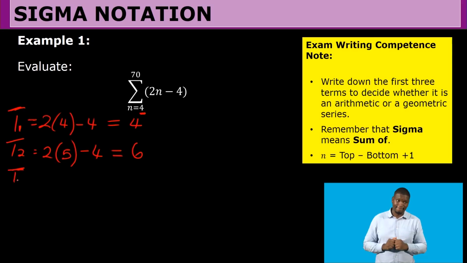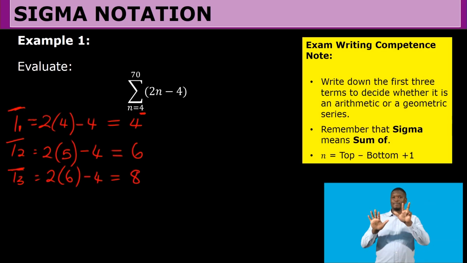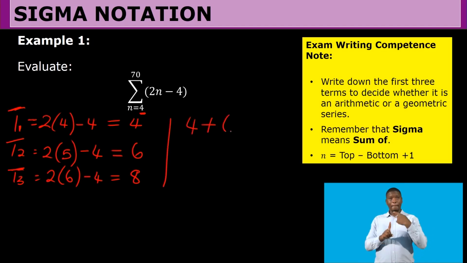And when it comes to that third term, that is going to be 2 multiplied by 6, which is the next number after 5. And then we are going to subtract 4. So 2 multiplied by 6 is 12 minus 4. That's going to give us 8. So what does our series look like? Well, it is 4 plus 6 plus 8. And this is how we represent it, because we know that we are working with a series, we are working with sum of, so you need to indicate that we are adding.